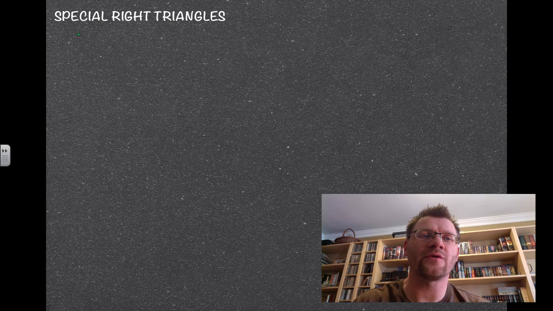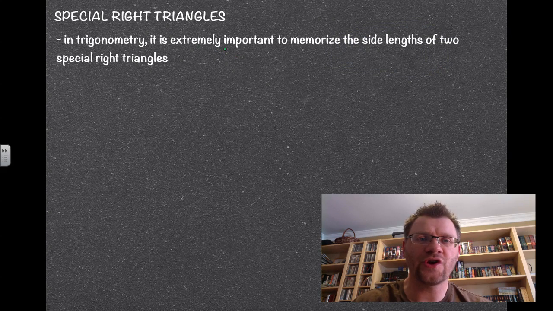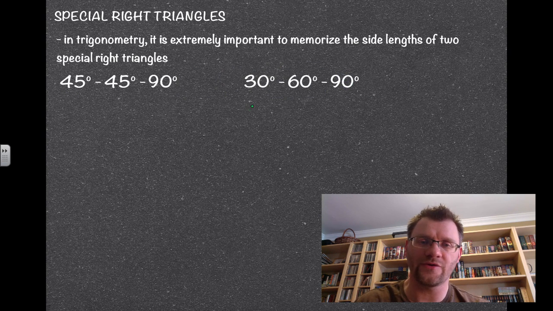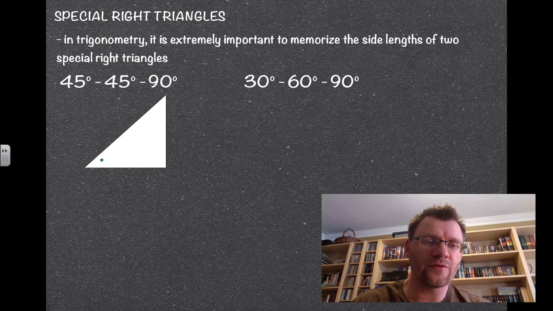So we're going to take a look at something called special right triangles now. And in trigonometry, it's extremely important to memorize the side lengths of two special right triangles. One of those triangles is a 45, 45, 90 degree triangle. Another one is a 30, 60, 90 degree triangle. So here's our first one, 45, 45, 90.